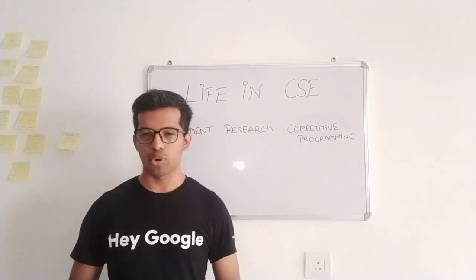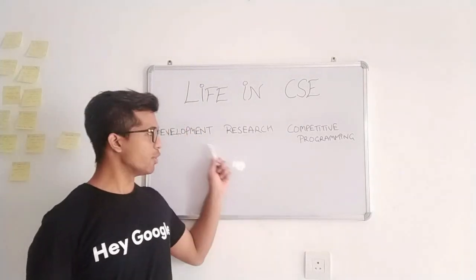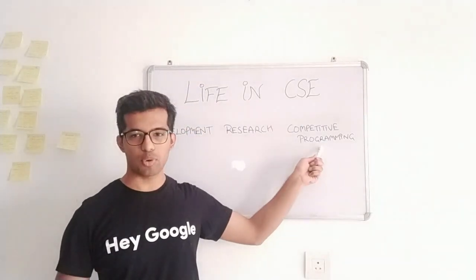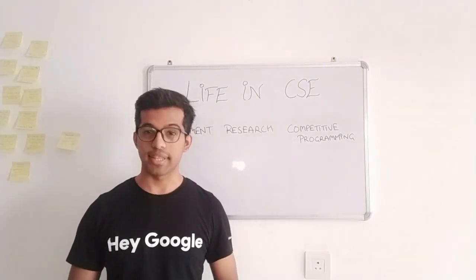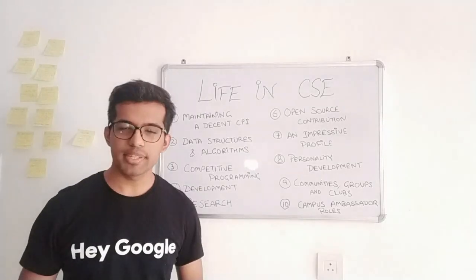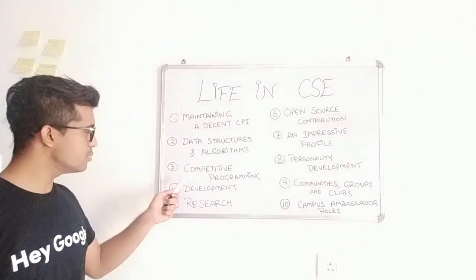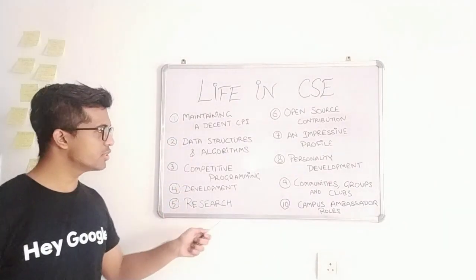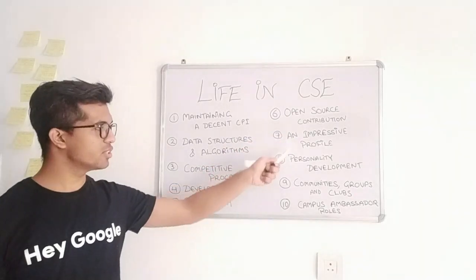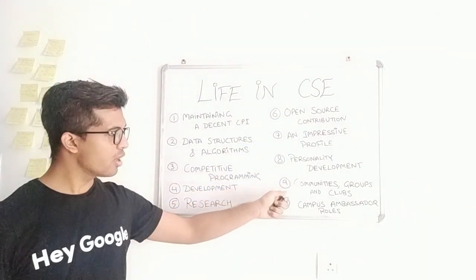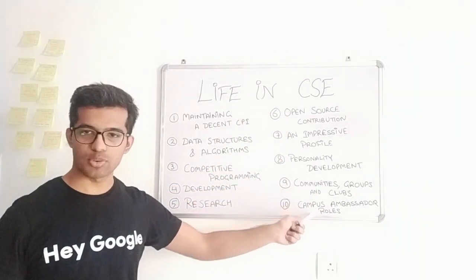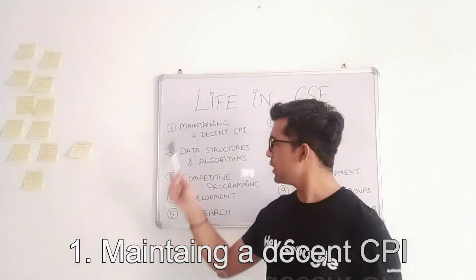Basically, life in CSE is broadly divided into 3 parts, that is development, research and competitive programming. But there is a lot more than that, and it can be simplified as maintaining a decent CPI, data structures and algorithms, competitive programming, development, research, open source contribution, impressive profile, personality development, communities, groups and clubs, campus ambassador roles. So let's talk first about maintaining a decent CPI.